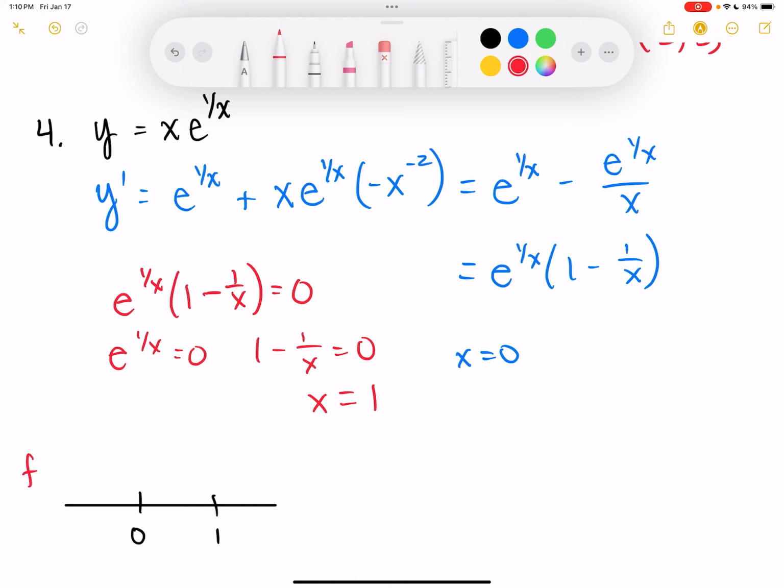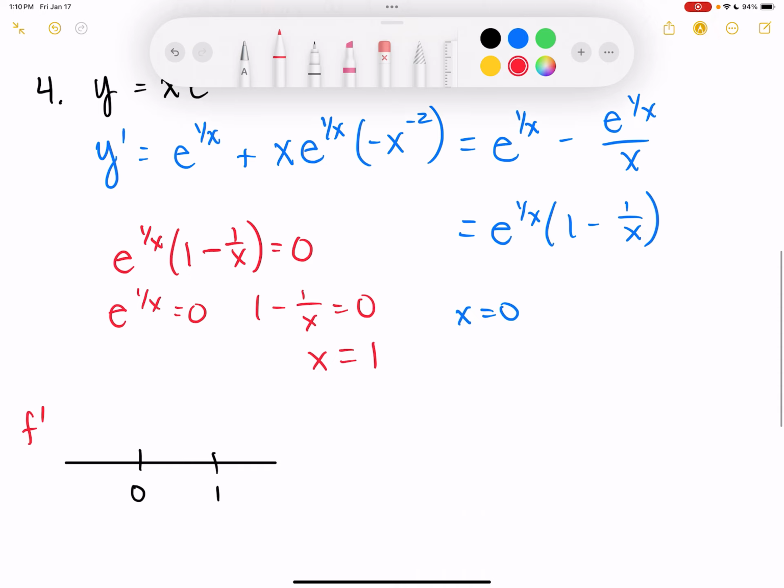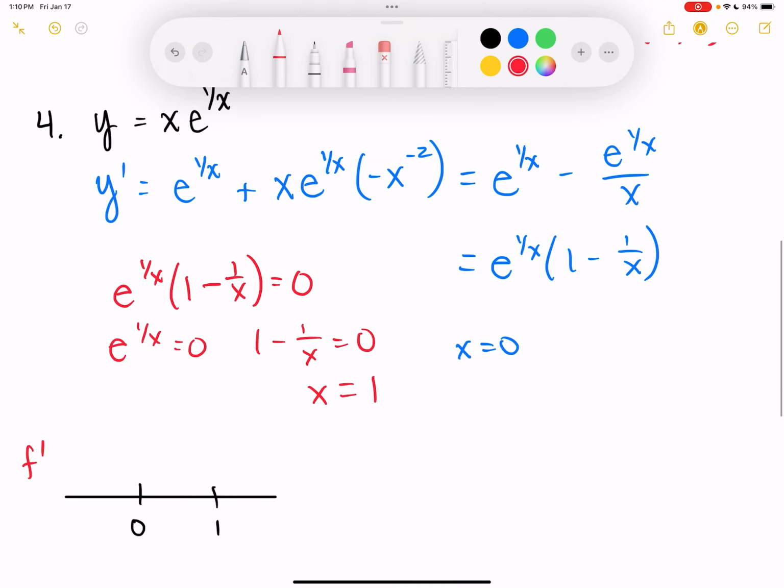So I usually just out to the side, I don't necessarily write a sign chart, I just do this so I know what it's getting plugged into. Because if you plug in -1 to the derivative, is it positive or negative? It's positive. If I plug in like 1/2, negative. Then 2, positive.